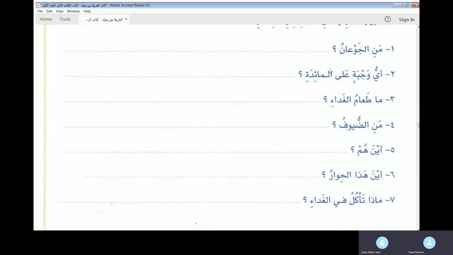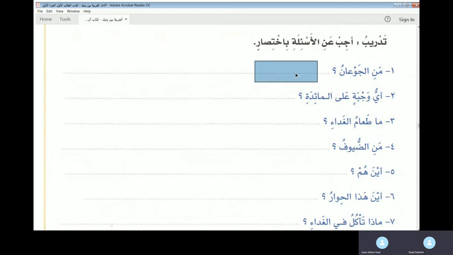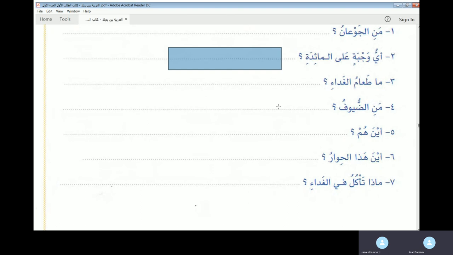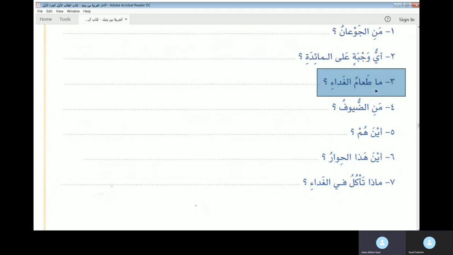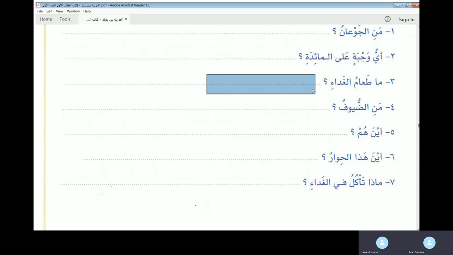Manil jawanu? Who is hungry? Azawj al-jawan. The husband is hungry. Ayyu wajbatin al maida, which meal is on the table spread? Al ghadau al maida, the lunch is on the table spread. Ma ta'amul ghadai, what food is for lunch? Ta'am ghadai: samak wa lahm wa dajaj wa aruzz wa salata wa fakiha. So for lunch there is fish, meat, chicken, rice, salad and fruit.